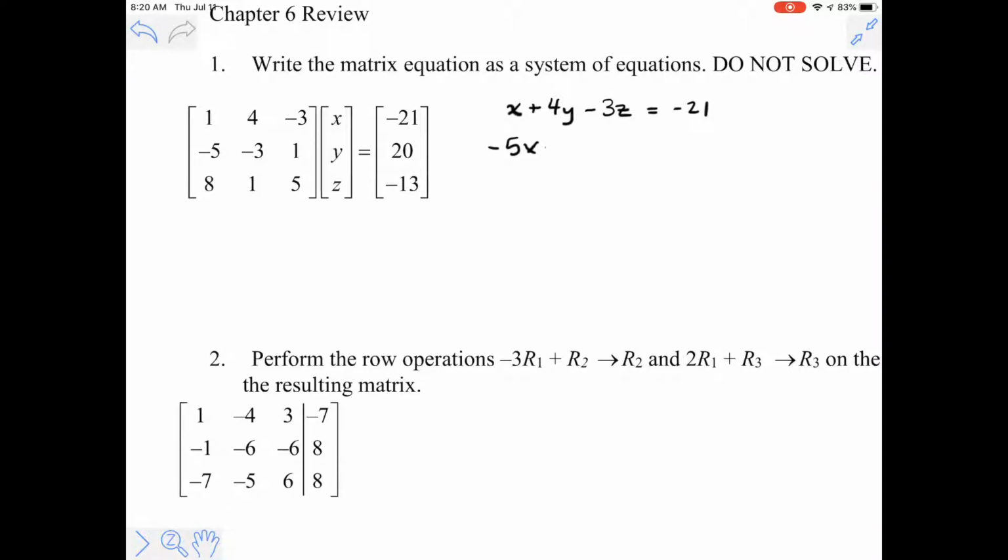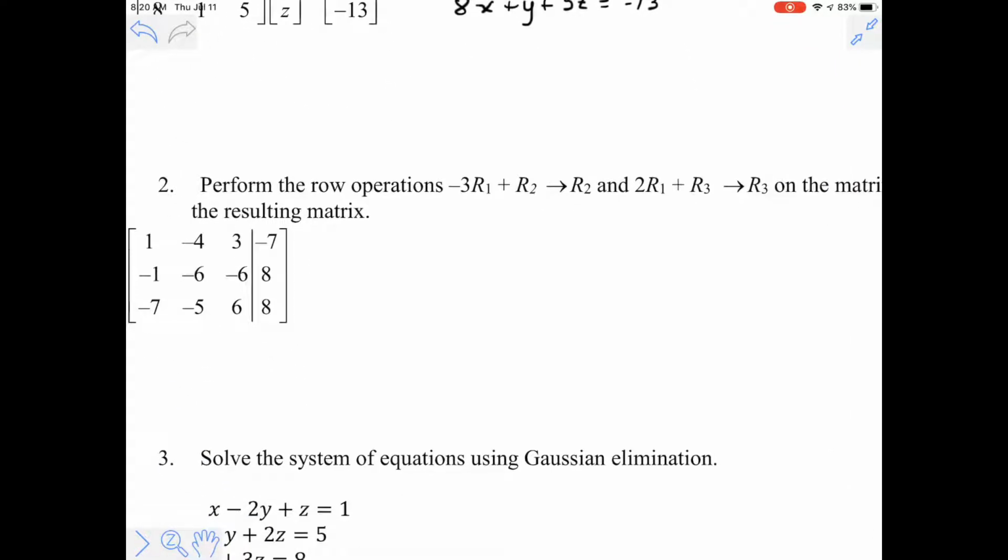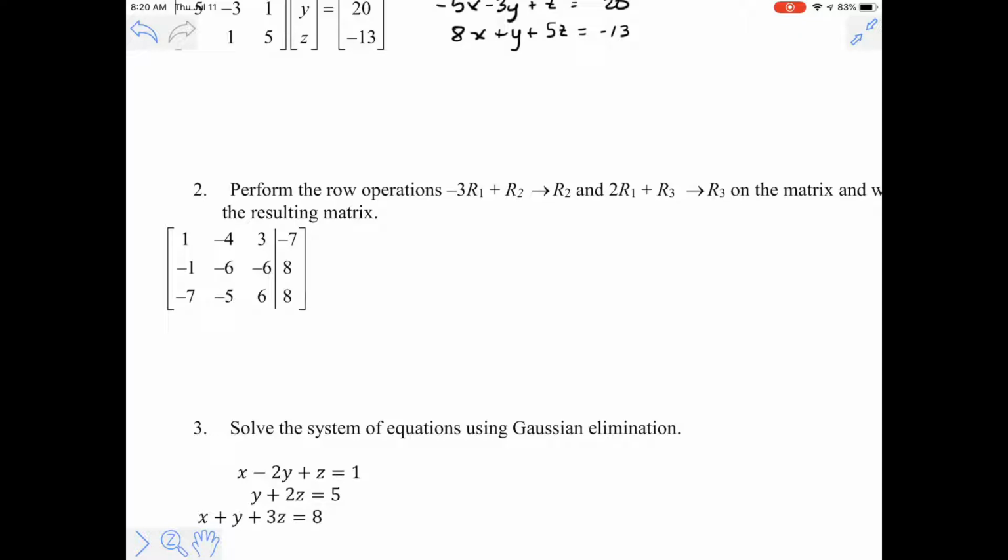-5x minus 3y, now I'm using these as coefficients, plus z equals 20. Now we use that row for coefficients, 8x plus y plus 5z equals -13.